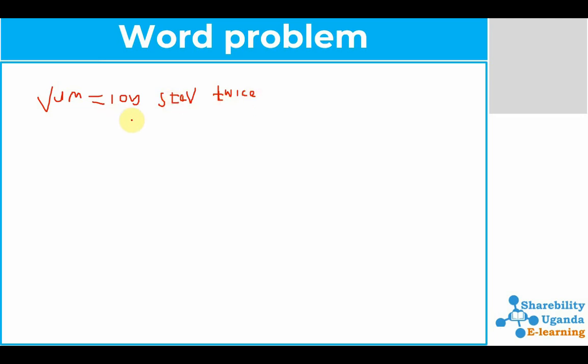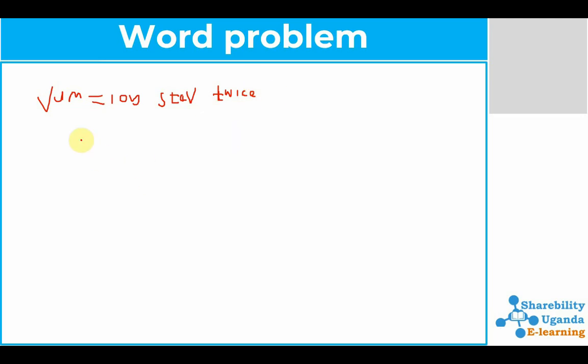Now, here on this question, they are trying to play on your mind using this word twice. They can use very many words. They may not use even this one. They may use thrice, they may use once. They may use other words like a quarter, like half. Such words are always used to test your knowledge of multiplication.